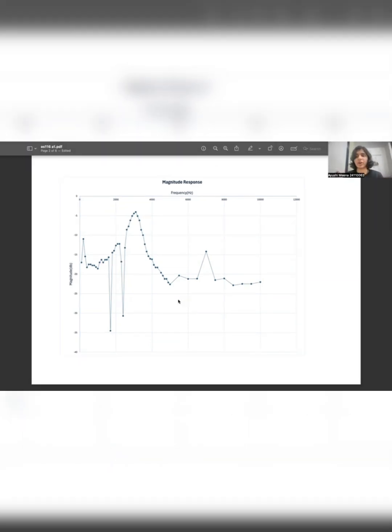Now we are going to talk about the quality factor. Quality factor can be calculated using frequency and the bandwidth. Bandwidth can be calculated if we move around 3 dB change in the magnitude around the resonant frequency. So quality factor is basically the sharpness of a resonant frequency.